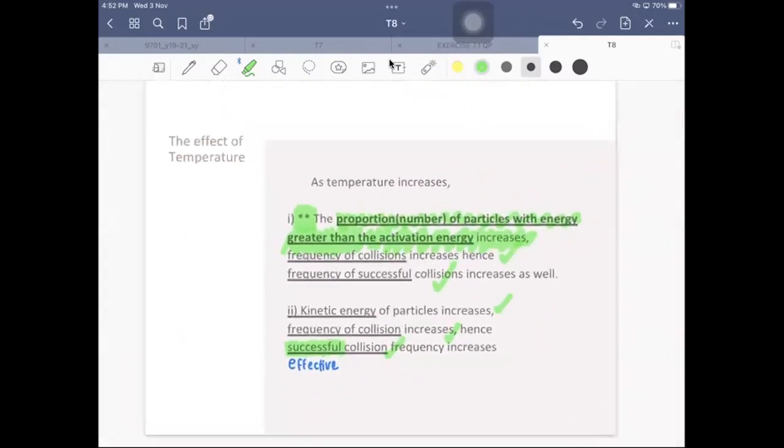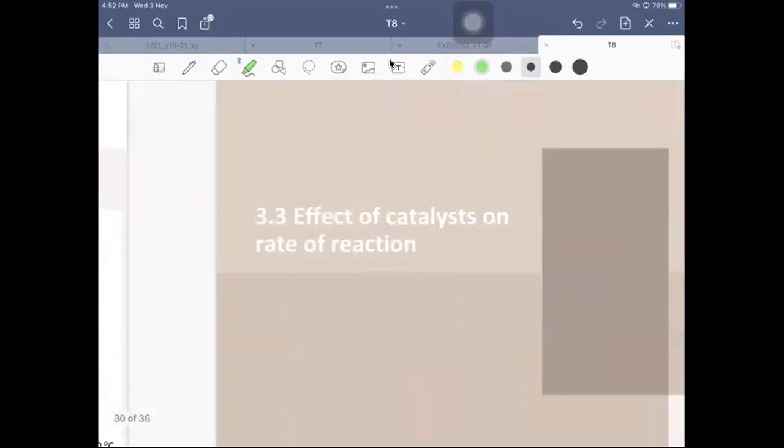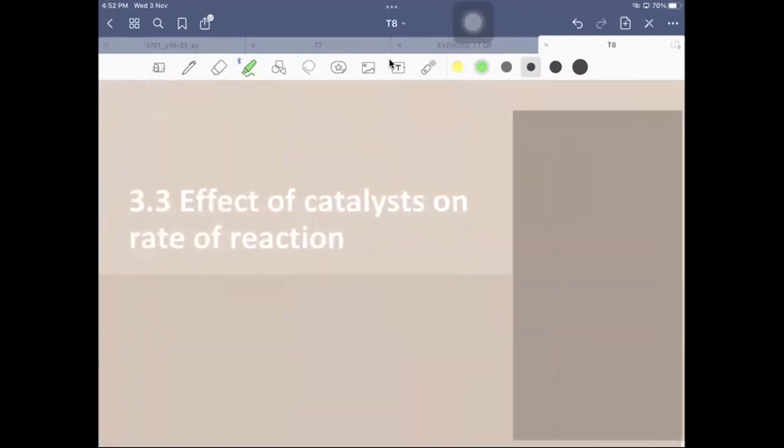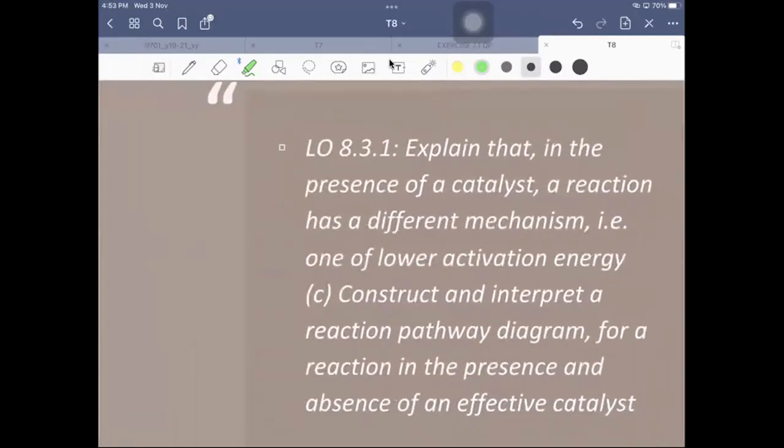Okay, last one. Let's finish this all in one session. Okay, the effect of catalysts on the rate of reaction. Okay, explain that in the presence of a catalyst, a reaction has a different mechanism, i.e. one of lower activation energy. Construct and interpret this in a reaction pathway diagram for a reaction that has a catalyst and one without a catalyst.